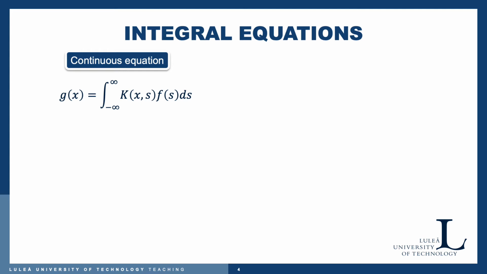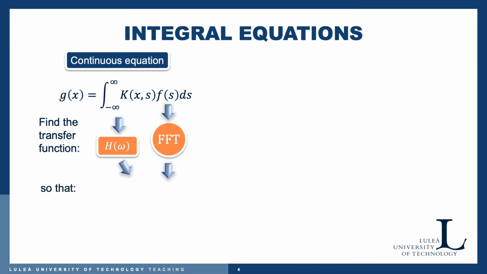So we have an integral of two functions, one which we will refer to as a kernel, a function of x and the dummy variable s, and then we have a function f which we integrate over the dummy variable s, and when we do, we obtain the function g(x). This is a continuous integral equation.